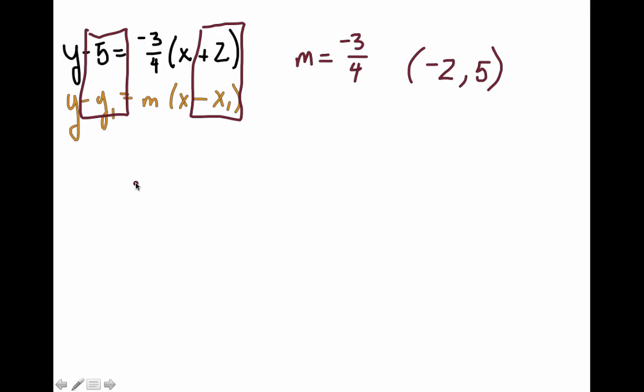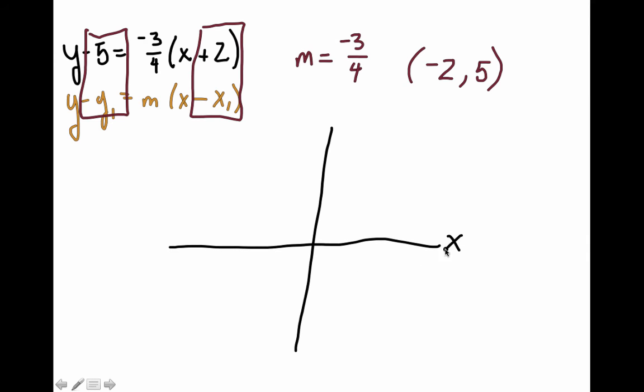Now, you don't have to find the y-intercept. You don't have to find anything else to graph this line. All you need to do now is draw a coordinate plane. I know that's not very straight. Neither is that. Label the axes x and y. Go to the point -2, 5. We know that point's on the line.